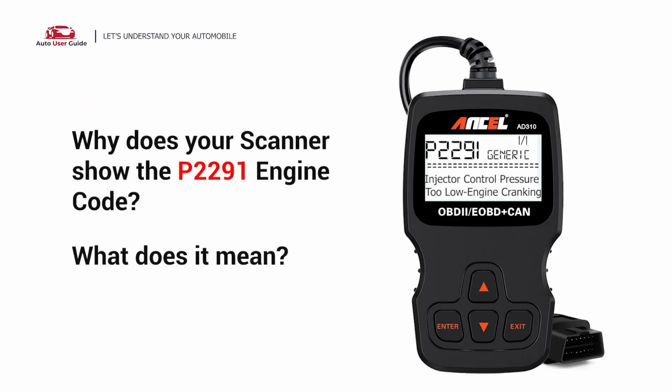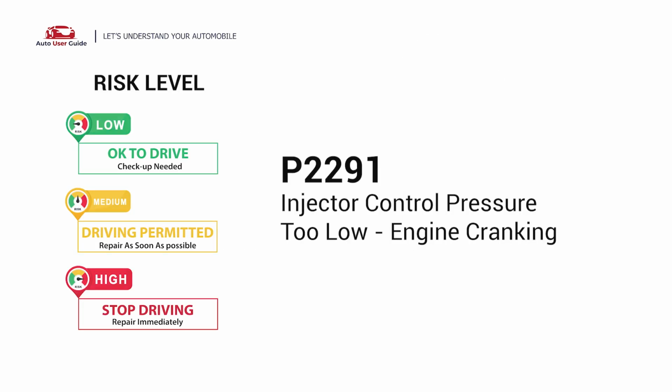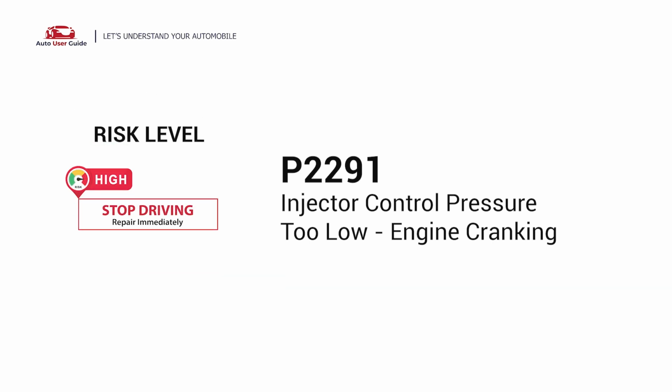Why does your scanner show the P2291 engine code? What does it mean? P2291 is a diagnostic trouble code for injector control pressure too low with engine cranking.